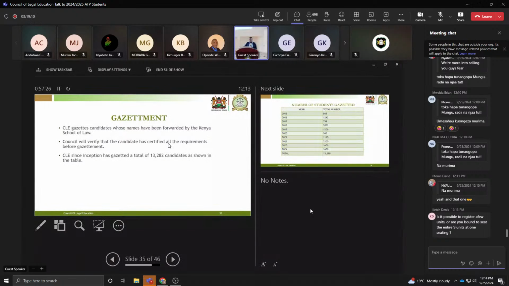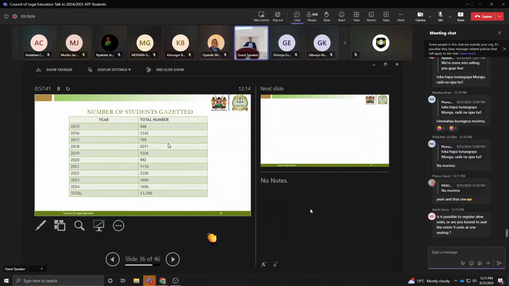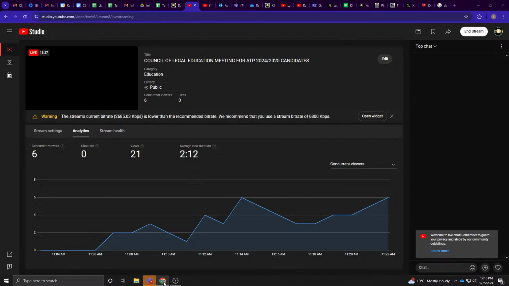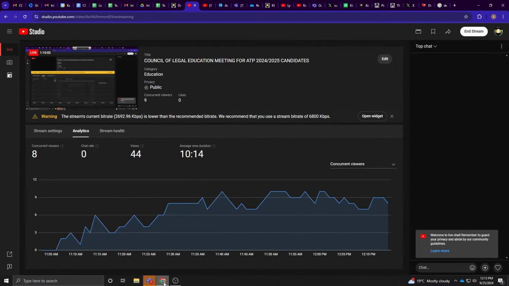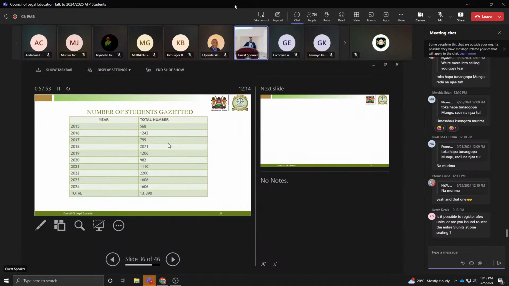Since inception, when CLE started working separately from KSL, that was in 2015, we have gazetted a total number of 13,282 candidates that have been enrolled in the role of advocates. This year alone, the year 2024, we have gazetted 1,606 advocates, which is, in fact, the second highest number of candidates that have been gazetted.